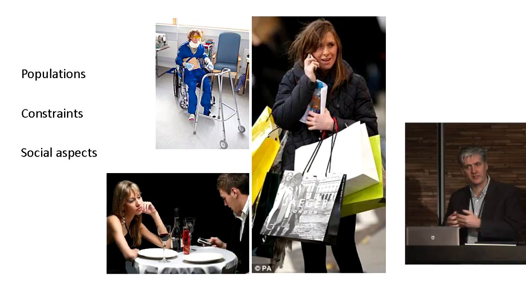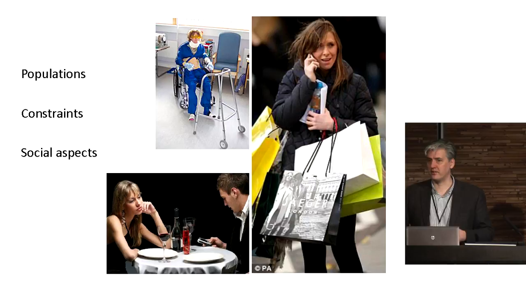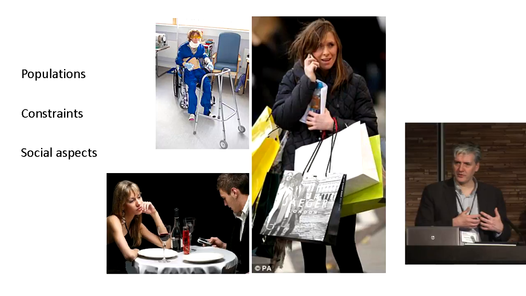There might be social aspects that constrain you. Some of the dancing that John was doing there, you notice he had his office door closed. Would he have done the same movements if he'd been in the underground or at a dinner party? So there are certain movements that you're prepared to do in certain contexts, but not in others.